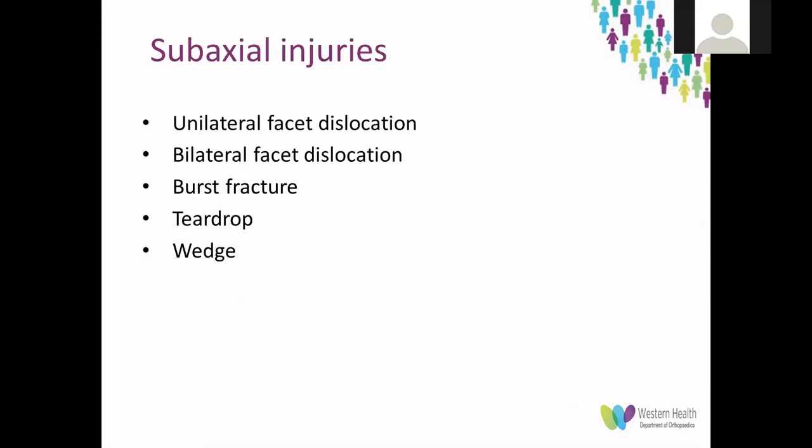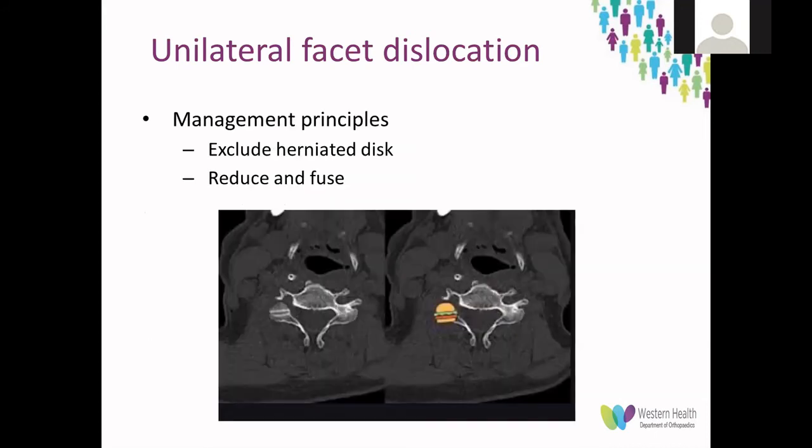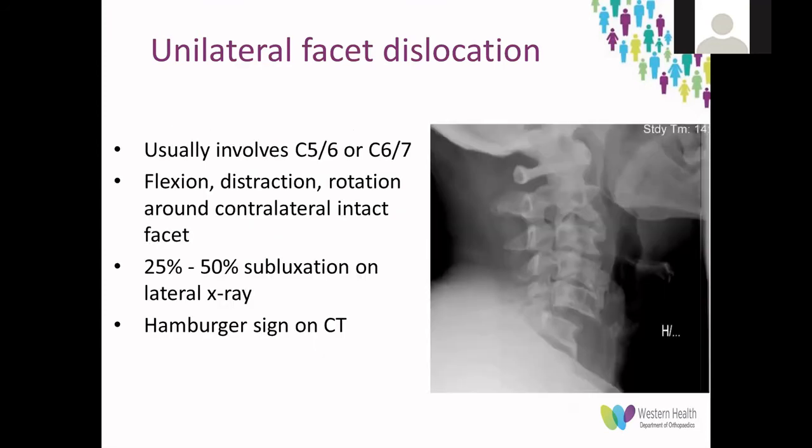So the subaxial injuries we'll move on to: the unilateral facet dislocation, bilateral facet dislocation, burst fracture, teardrop, and wedge fractures. Unilateral facet dislocations usually involve, as you can see in the X-ray here, C5-C6 or C6-C7. It's a flexion, distraction, and rotation around the other intact facet, like a pivoting type injury. For it to be a unilateral facet dislocation, we'll normally have 25 to 50% subluxation on the lateral X-ray. Reading through some of the literature, they describe this hamburger sign on CT, which someone's nicely pointed out. The hamburger sign shows the tip of the inferior articular process seen anterior to the superior articular process of the vertebra below. And so that's that one facet translating, as you can see there on the X-ray.